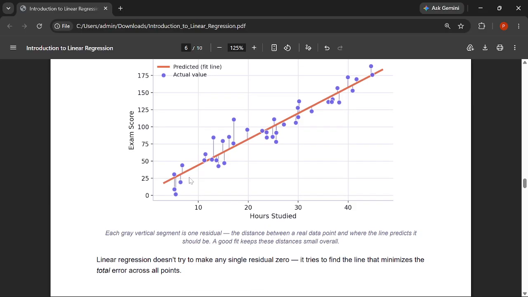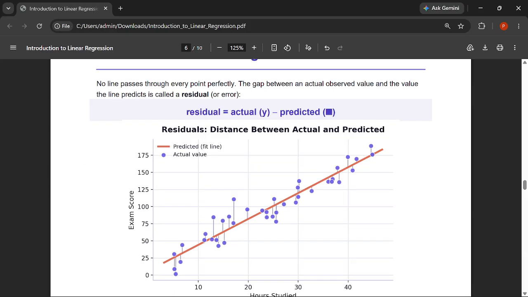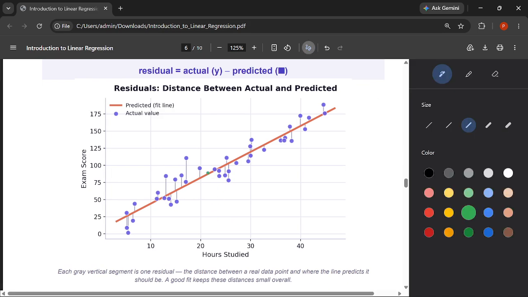Let's see the example here first. No line passes through every point perfectly. The gap between the actual observed values and the value that the line predicts is called a residual, or an error. We can see here our study hours and exam scores. Let's ignore this and let me tell you using our own data point.